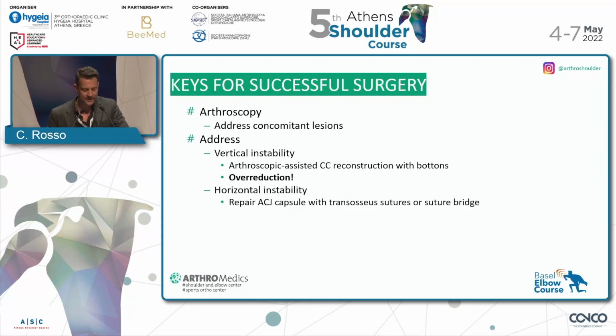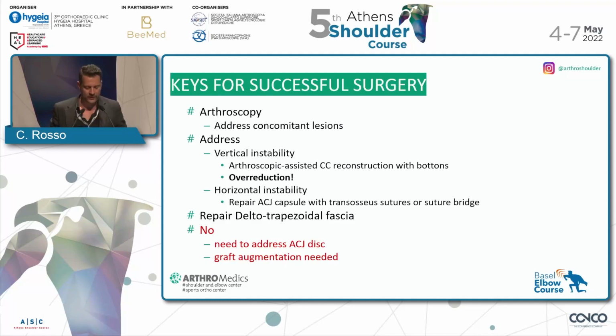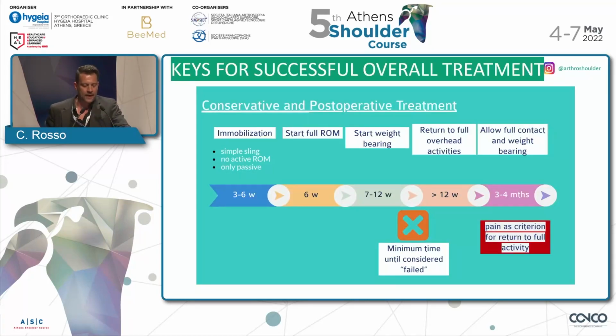horizontal instability by repairing the AC joint capsule and the delta trapezoidal fascia. No need to address the AC joint disc. I did that initially, but now I'm not doing it anymore, and I don't see more problems, and no graft augmentation. What are the keys for successful overall treatment, not just in the acute setting operatively, but overall treatment?